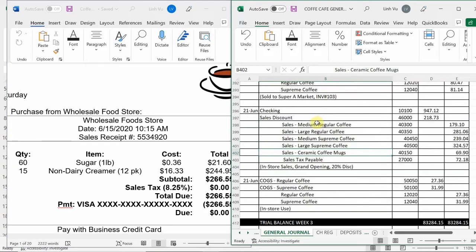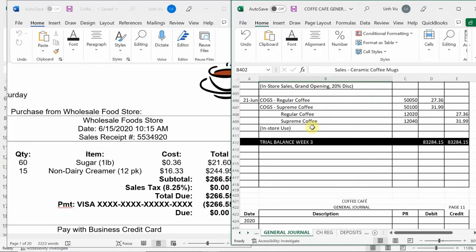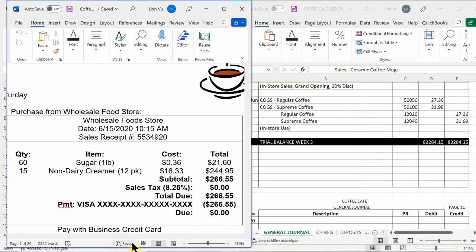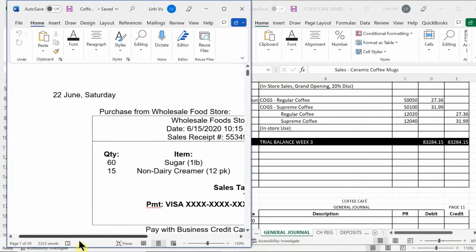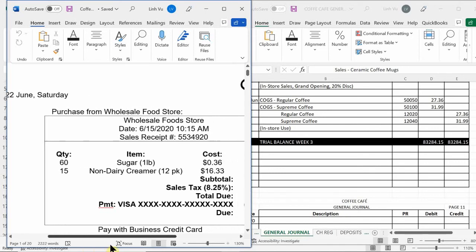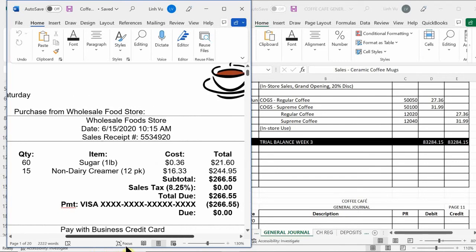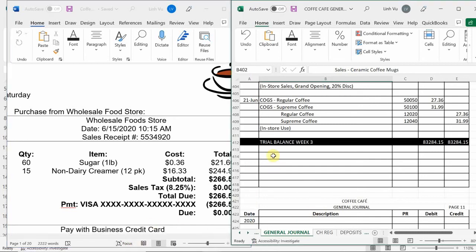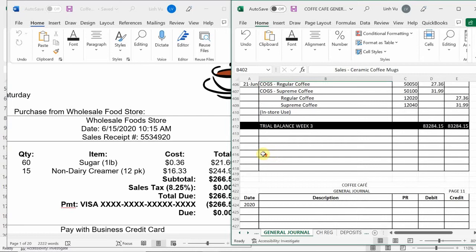Here we are at the very bottom of page 10, and this is what happened. We're starting on week 4. Here's the 22nd of June, it is Saturday, and what did we do here? We purchased sugar and non-dairy creamer from the wholesale food store.